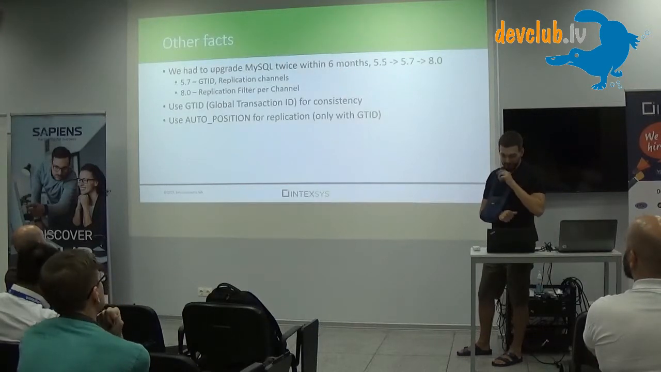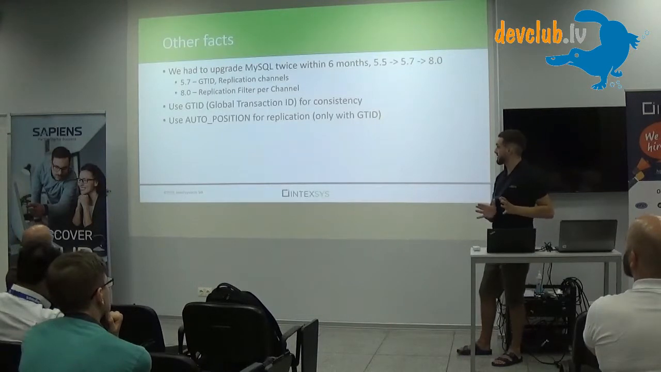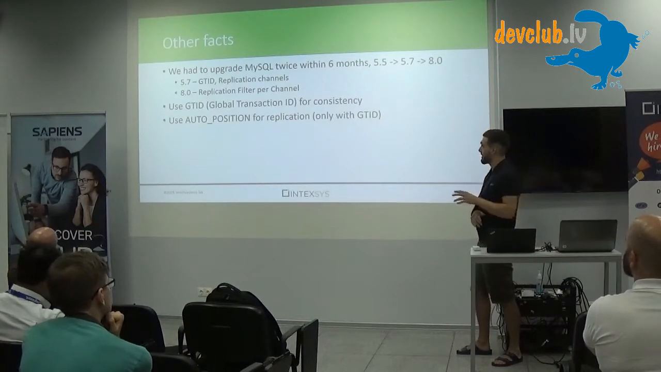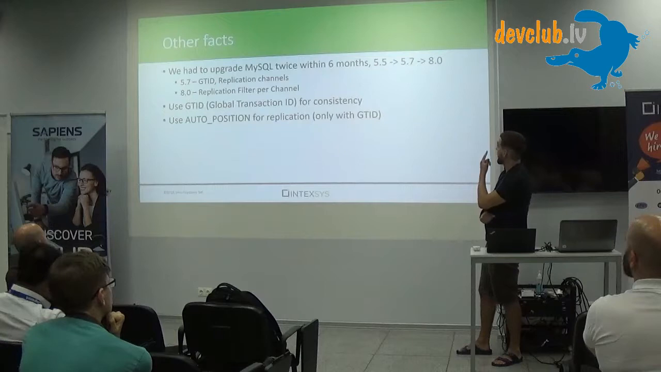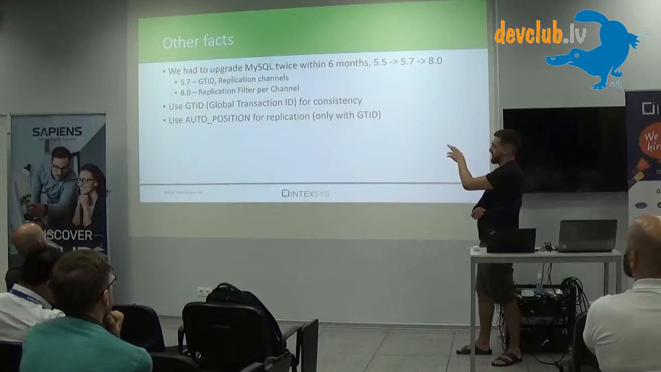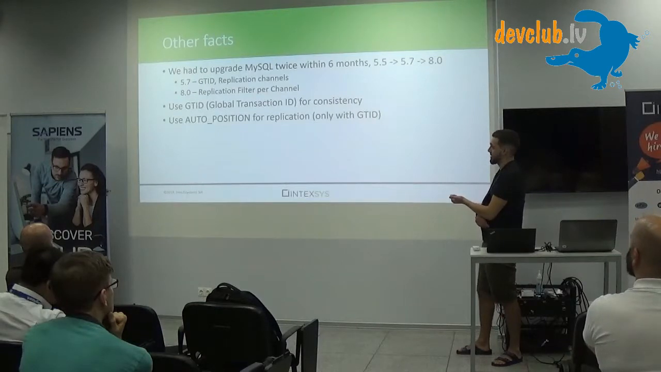So, other facts about what we had to do during this project. We upgraded our MySQL twice in 6 months, from 5.5 to 5.7, and recently from 5.7 to 8.0. The key goal of the 5.7 upgrade was to have the ability of GTID, which stands for Global Transaction ID, and replication channels.